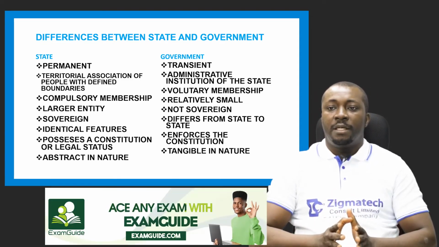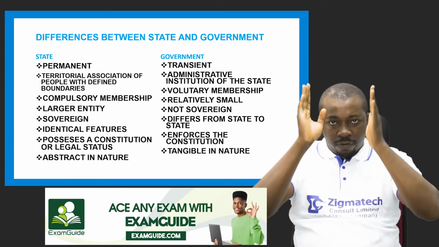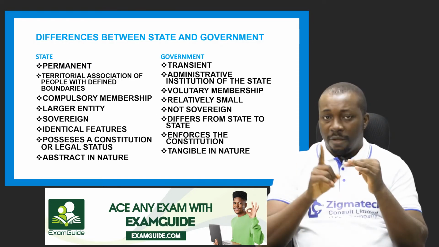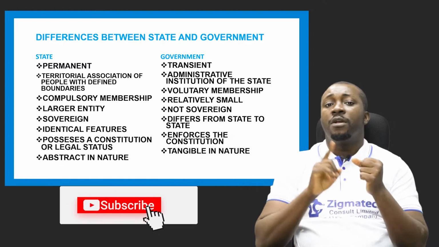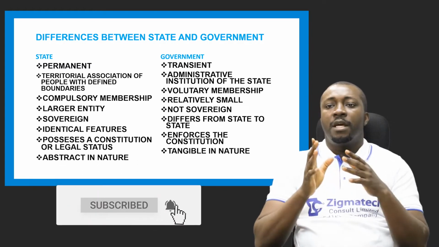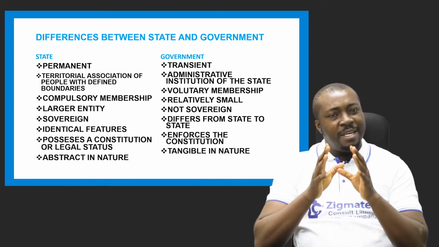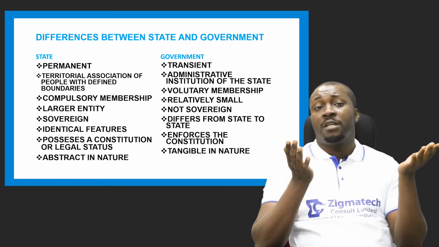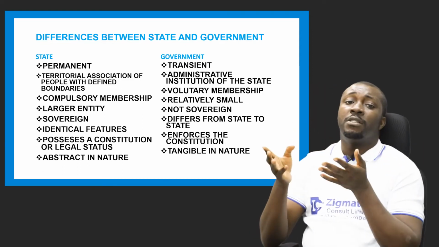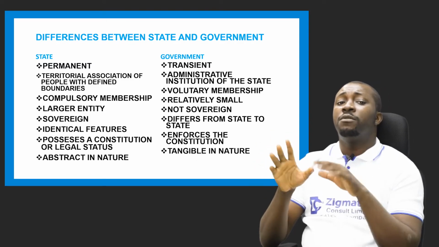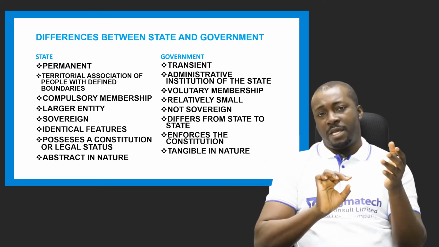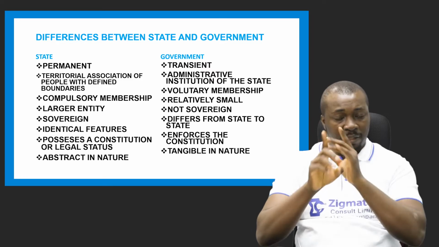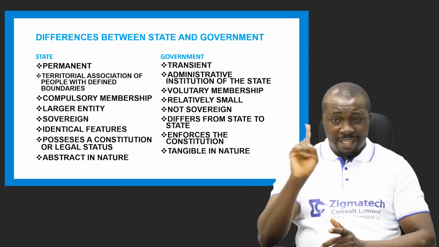Now, every state has identical features. That is, in every state you must see government, you must see defined territory, you must see recognition, you must see population and sovereignty. Then, government differs from state to state. You may go to this country and see unitary government. You go to another one, you see presidential, you see federal, you see parliamentary. You also see another form of government, even the military. So it differs from state to state, but the state has identical features.